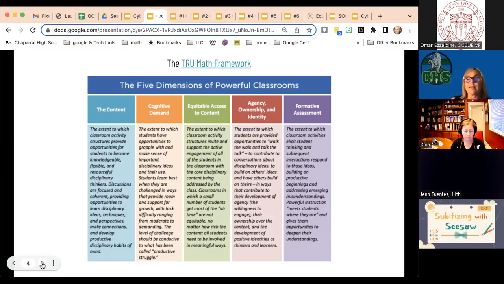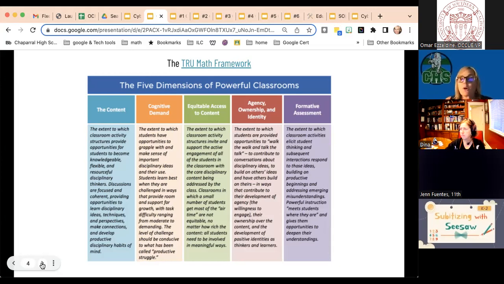The last thing I think about when I'm planning lessons is, to what extent is my lesson going to allow students to take ownership and agency and create their own identity as a mathematician? If I do all the work for them, they're not going to develop in that way. They're just, again, going to just copy down whatever I do.